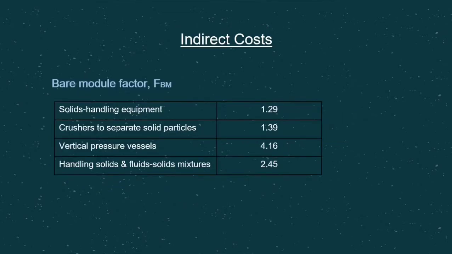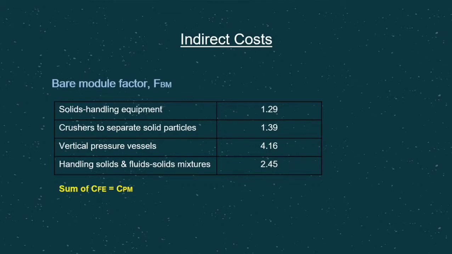One of the important factors in indirect cost is the bare module factor, or FPM. The table below shows the FPM according to the fabricated equipment. Examples of vertical pressure vessels are distillation, absorption, stripping, and flash drums. When the size of the fabricated equipment is high, the FPM, or the bare module factor, will increase.